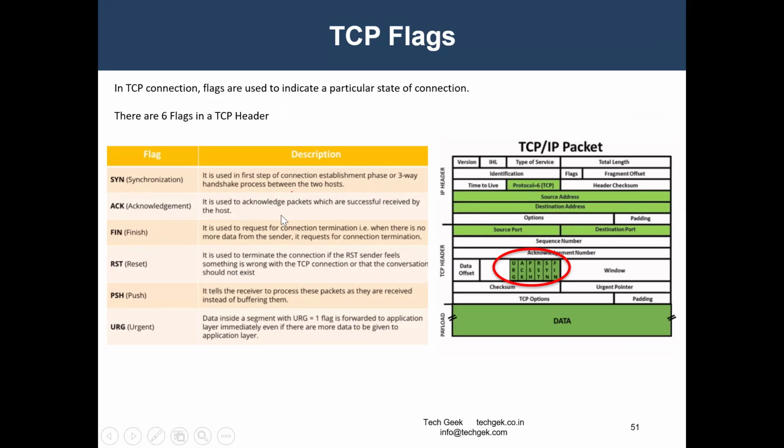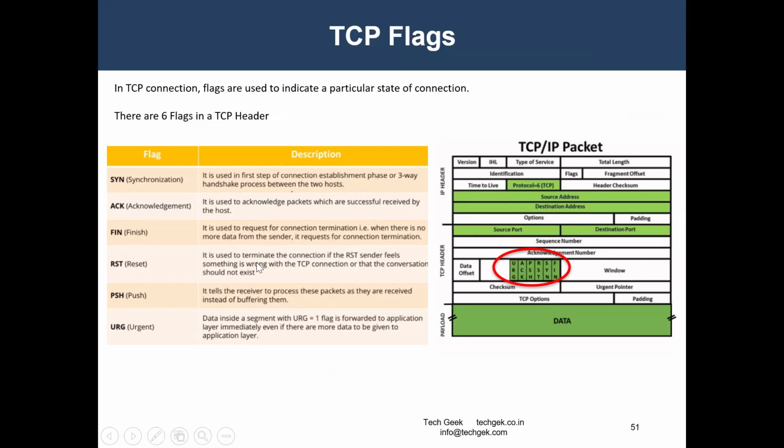Acknowledge is used to acknowledge that the packet was received successfully by the receiver from the sender. That's how we can see that. Now finish is used to request connection termination. Whenever we have sent all the data and want to stop, it comes with the finish flag.